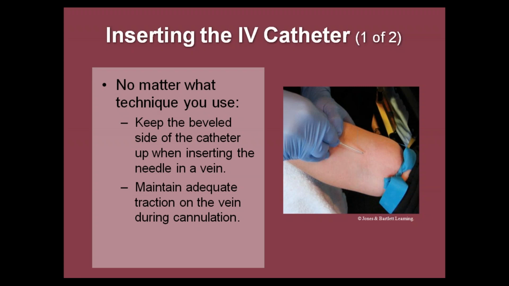So again, make sure the bevel side is up, always up. Maintain adequate traction in the vein during the cannulation, because pulling traction on that skin is going to help. Some skin is going to be tougher than others. As you try to puncture that skin, maybe it's thick skin, truly thick skin in the arm even, you're actually pushing the skin and not actually puncturing it. If you pull traction, it's going to help stabilize that vein, especially with those veins that roll. You're going to have a harder time trying to cannulate those rollers, and you might have to apply additional traction from the side or whatever.